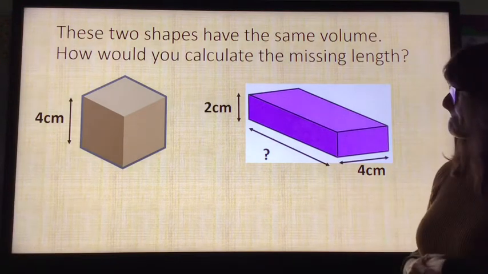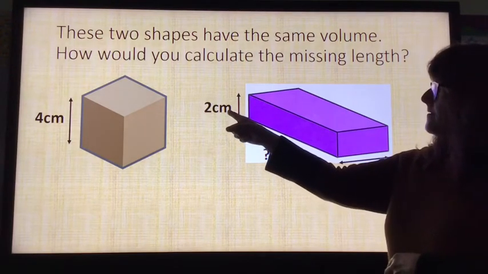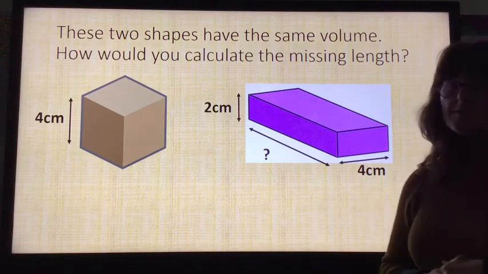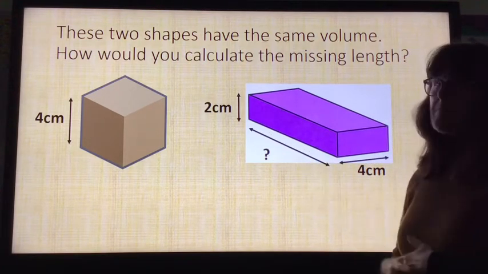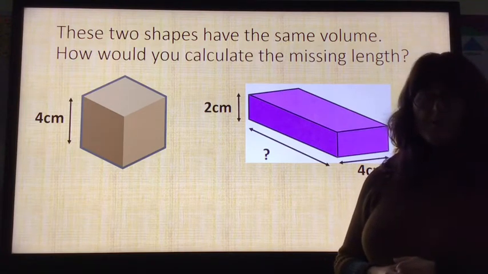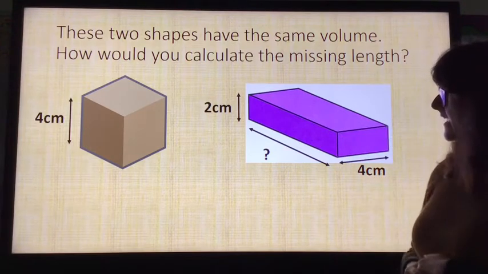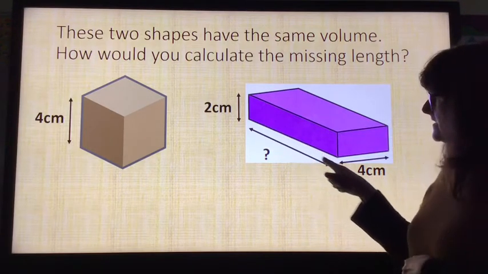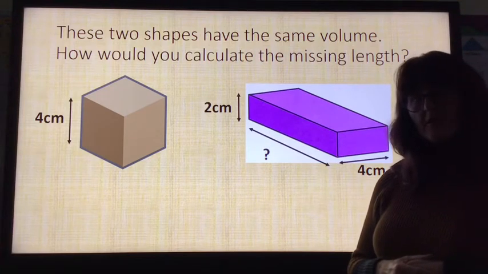Now, what do we know? Well, we know that we can multiply the 2 times the floor, which is 8. What do we multiply 8 by to get to 64? We have to multiply it by another 8 because 8 times 8 is 64. So we now know that the missing side must be 8 centimetres long.